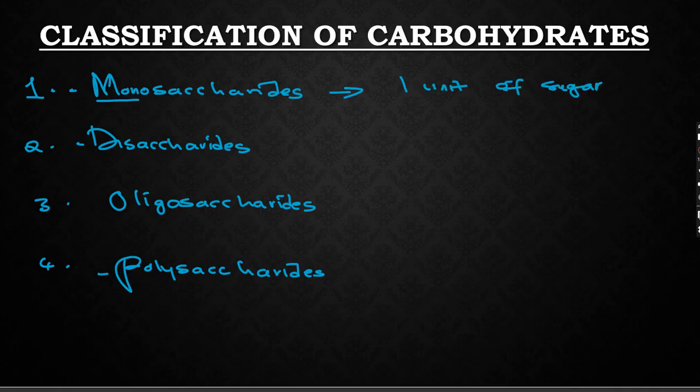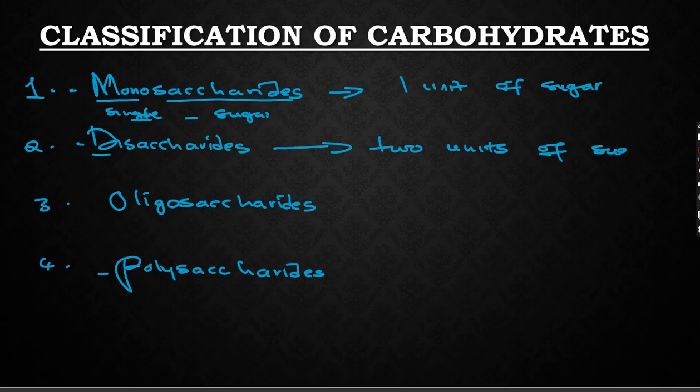What you need to know, guys, is that saccharide means sugar, and mono means single or 1. That's why a monosaccharide is made up of a single sugar. Di means 2, so a disaccharide is made of 2 units of sugar. Oligosaccharides are made up of 3 to 10 units of sugar.